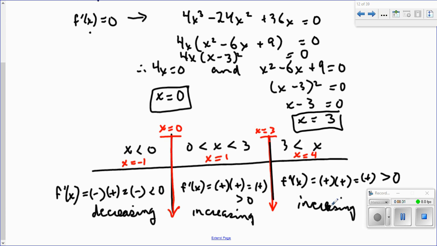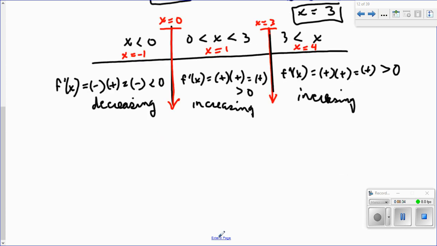Okay, so we got it? We straight? So you tell me, at x equals 0, what is it? And at x equals 3, what type of point is this? That's the question I'm asking. If it's decreasing, and then hitting 0, and then it's increasing, it looks like it's a minimum point, right?